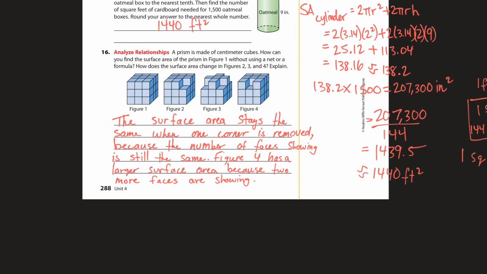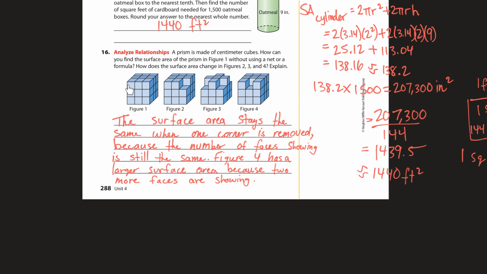Okay. Now for this one, I decided just to write this out, but I'm going to explain it here. A prism is made of centimeter cubes. How can you find the surface area of the prism in figure 1 without using a net or formula? How does the surface area change in figures 2, 3, and 4?